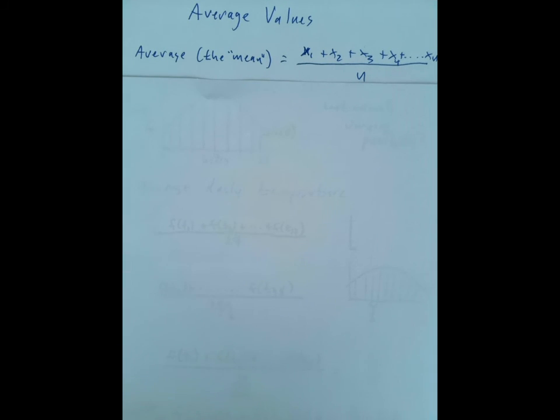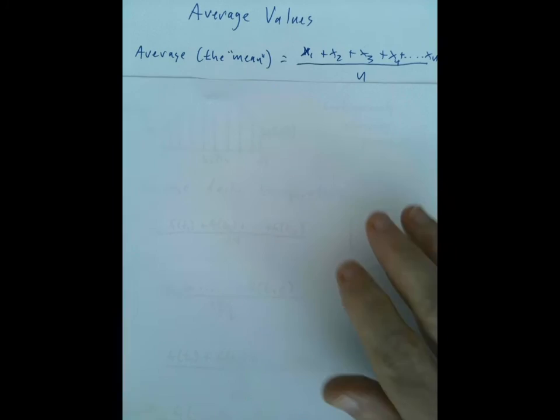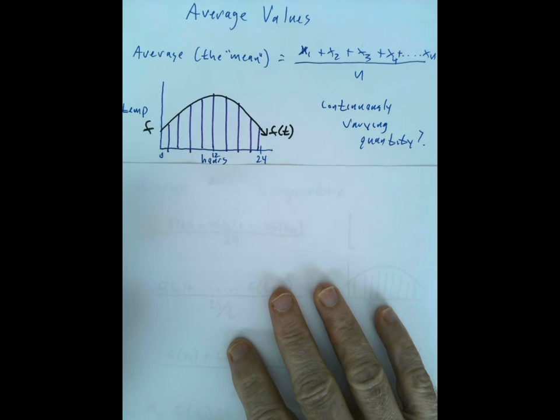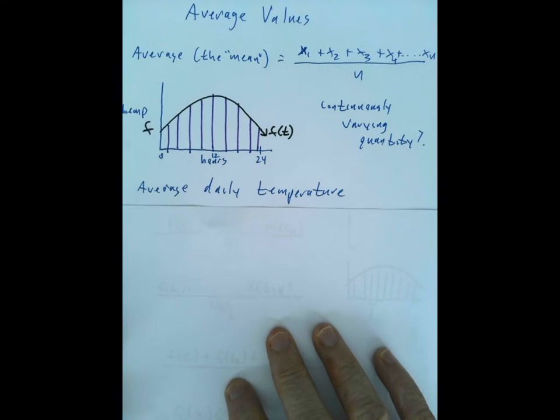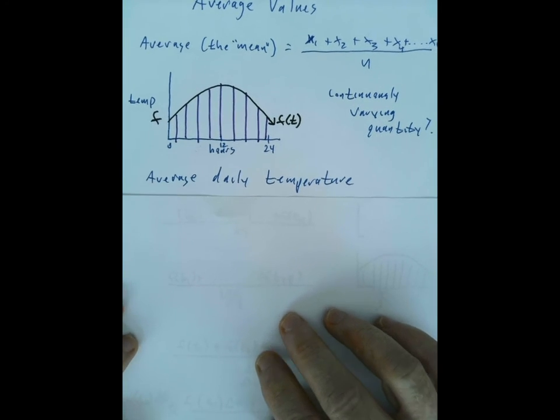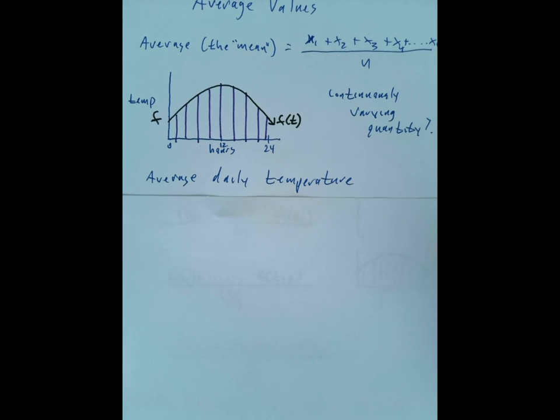But what if we want to find, and very often in the actual practice of science and engineering and business, we want to find the average of a value that's continuously varying, where there are not discrete values, where you're not finding a list. So in other words, for instance, what if we want to find the average daily temperature over a 24-hour period.